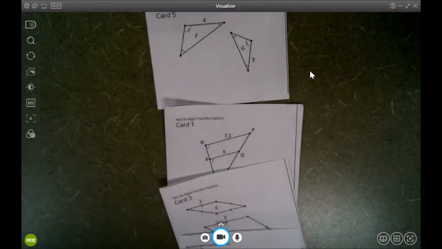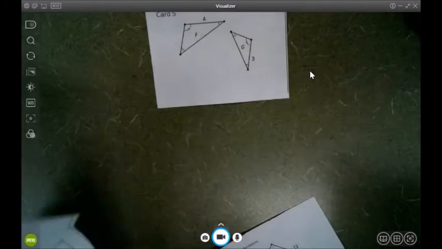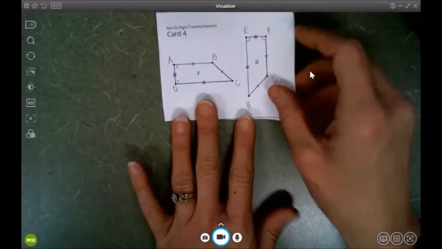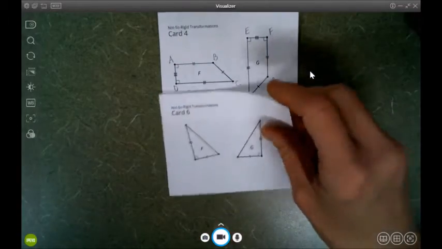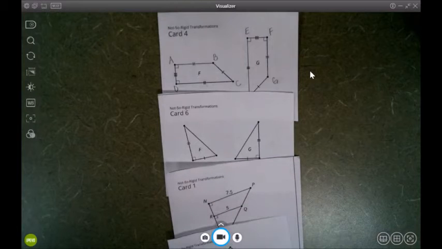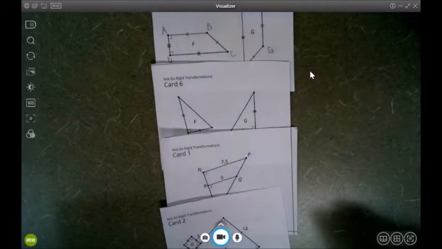I heard some different ways. Somebody tell me a different way that you grouped them. Was there anybody who did something different? Caroline, what did you do? Okay, so shapes that had right angles would have been 4, 6, 1, 2, and then the other two shapes, 3 and 5, did not have right angles. Anybody do something different?